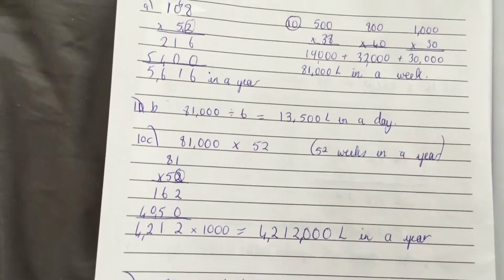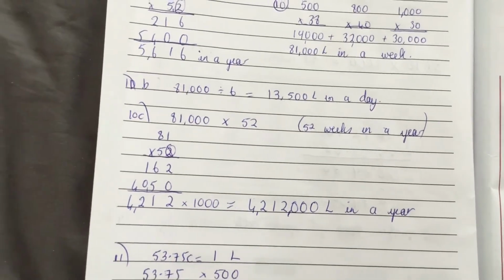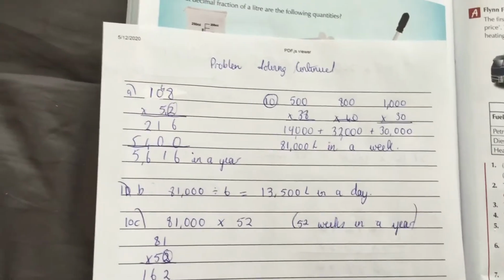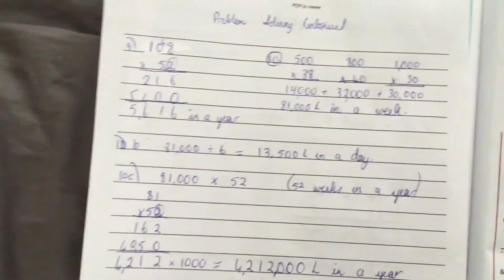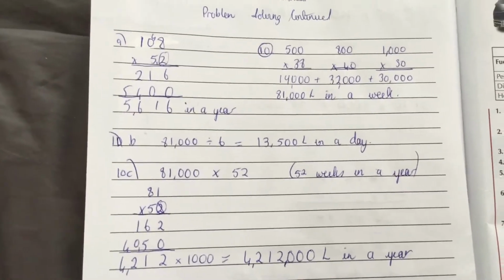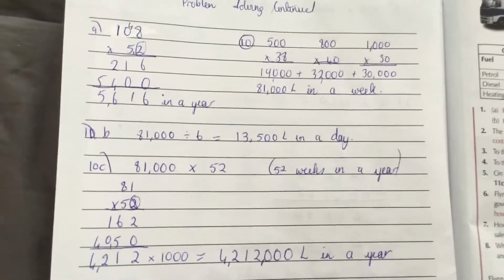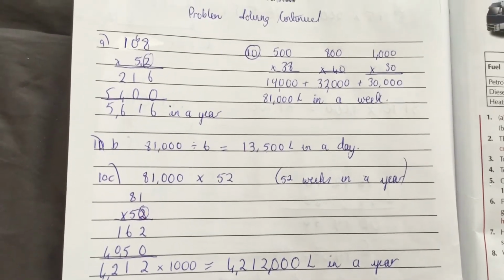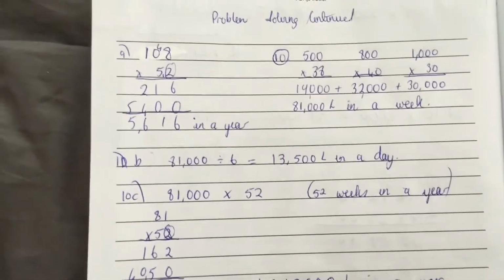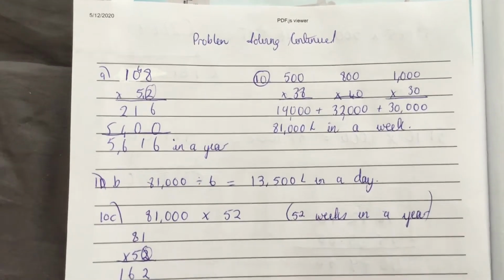How many in a week? How many a day? And how many in a year? Sorry, guys, I don't know which one I'm on. 108 by 52. That's in a week, and that's in a year. So that's 38 and 40 and 30. That's how many deliveries they do in a week, and then how many in a day and how many in a year. So 5,616 in a year. Okay.